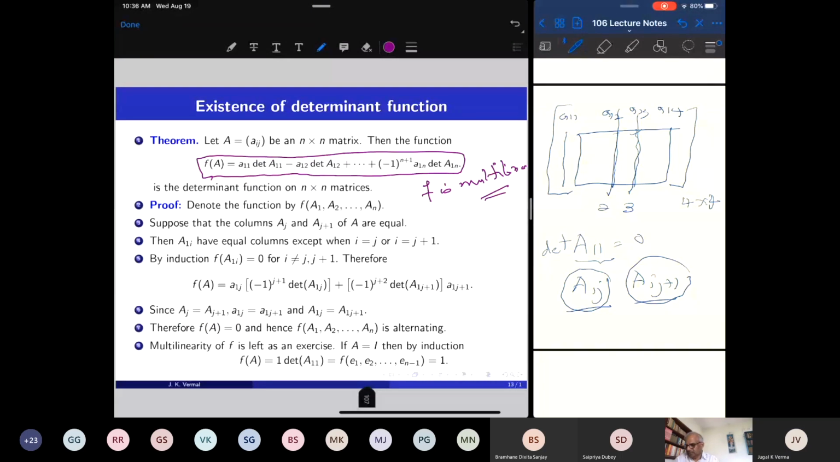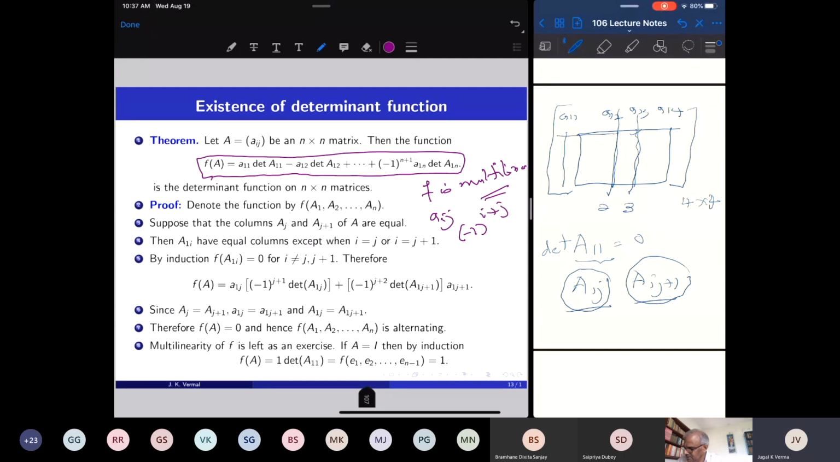So we have proved the existence of the determinant function. This is expansion by the first row, and exactly the same proof can be written, and you can write a formula by expansion by any other row or any other column. You have to be careful about the signs. If I use Aij, then the sign which will go with it will be minus 1 to the power i plus j.